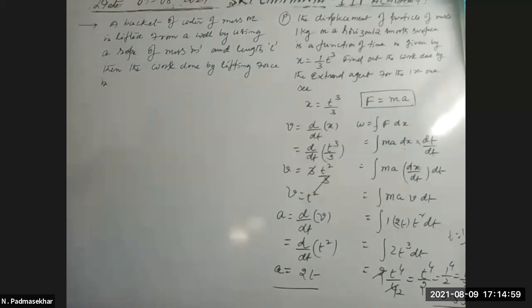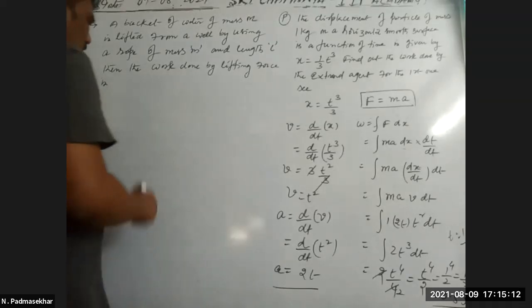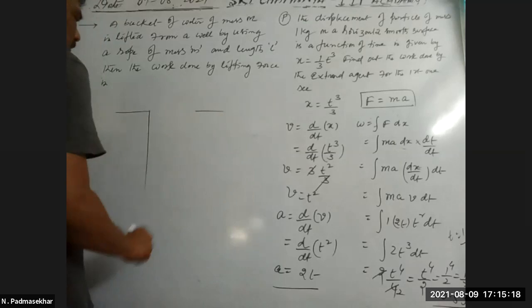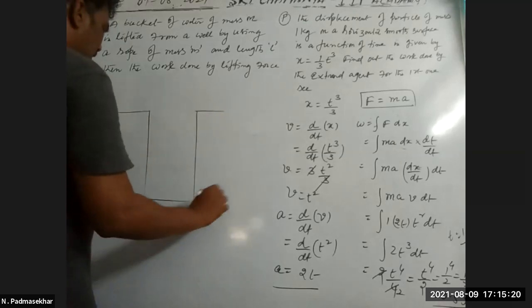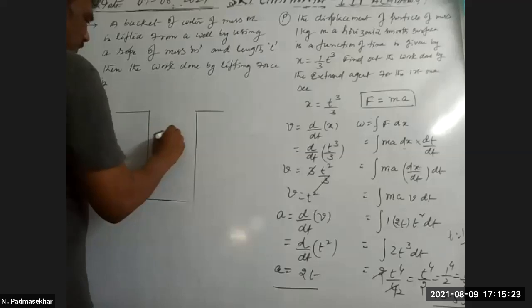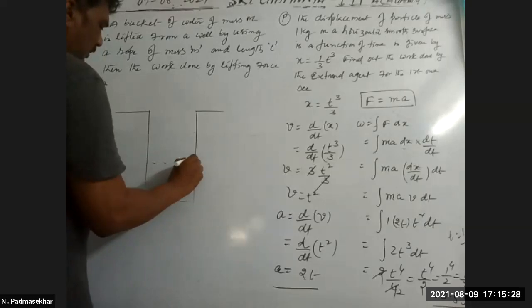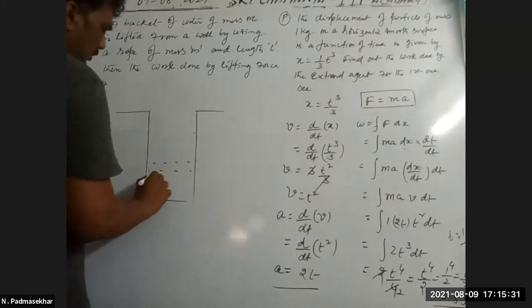So a bucket of water of mass capital M is lifted from a well by using a rope of mass m, length L. Then the work done by the lifting force is. And suppose here there is a well. Well is there. So this is the well. In this well, so from this well here, there is a bucket of water. This is the bucket.